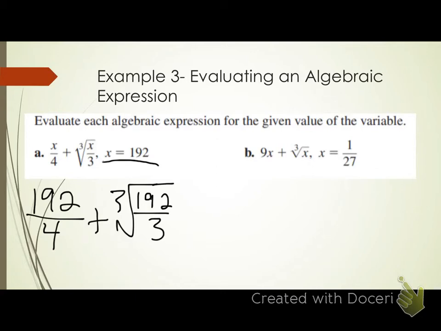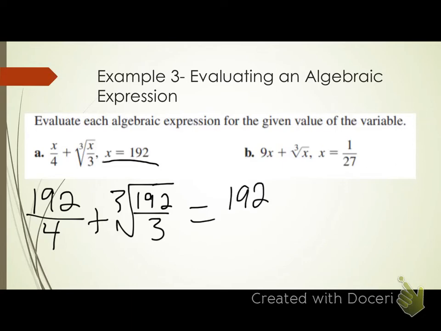Now I just need to evaluate my expression like I did on the previous slide. So I need to deal with my cubed root first. Two slides ago we saw that we could break up a fraction and put the numerator under its own cube root as well as the denominator in its own cube root. If I take the cube root of 192, I do not get a nice whole number out of that. Same thing with 3. If I take the cube root of 3, I don't get a nice whole number. So I'm going to go ahead and divide 192 divided by 3 first, see what I get.